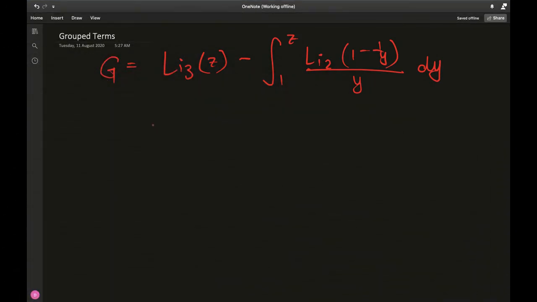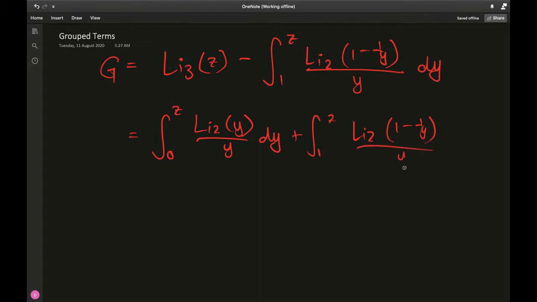Okay, so all I've done is just written the definition of the g, the group term. So that's trilogarithm of z minus integral from 1 to z of dilogarithm of 1 minus 1 over y divided by y dy. And now is actually a good time to express this trilogarithm in terms of its integral definition. Integral from 0 to z of dilogarithm of y over y dy plus integral from 1 to z dilogarithm of 1 minus 1 over y divided by y dy.